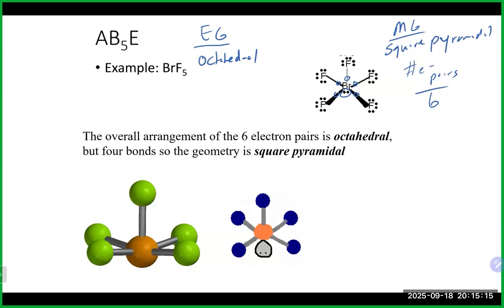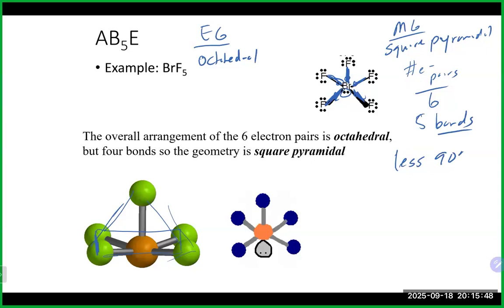So again, you can kind of see in this picture, obviously, it makes that sort of pyramidal shape on the bottom. And it's sort of a square as it kind of comes down and makes that pyramid shape. So square pyramid, 6 electron pairs, and also 5 bonds, not 6 bonds, but 5 bonds. 1, 2, 3, 4, and 5 bonds here for this guy. And that's going to have a bond angle of less than 90 degrees as well.